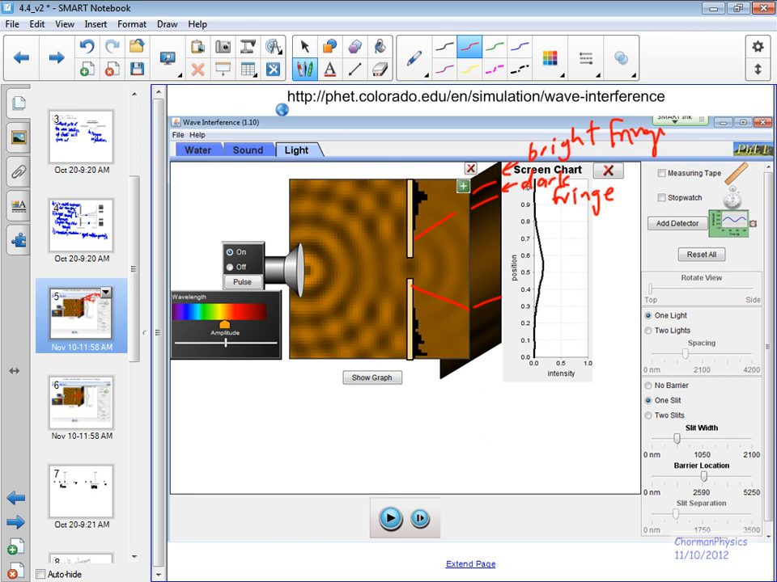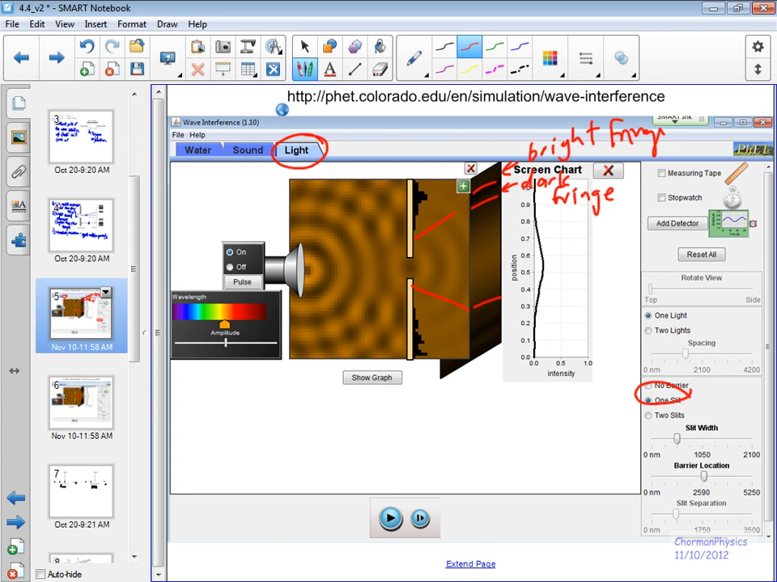So actually, you know what? Go to this website, mess around with this simulation. You see here that I'm in the light tab. You need to have one slit for this light to pass through, and mess with the frequency of the light, how big the slit is, how far the barrier is from the screen. And look at where the patterns of the light are. The intensity, make sure you have the intensity graph showing. You want to be able to see how the light interferes with itself.